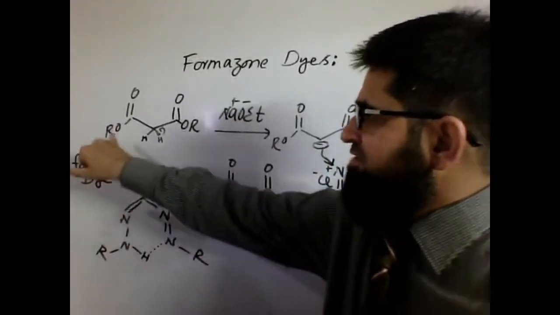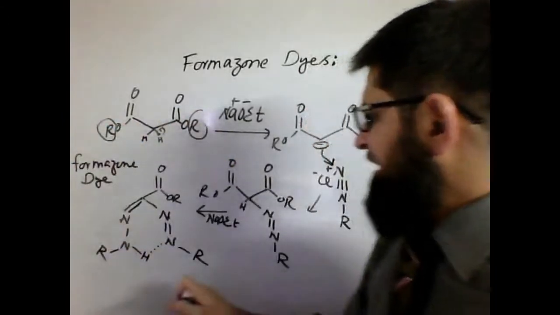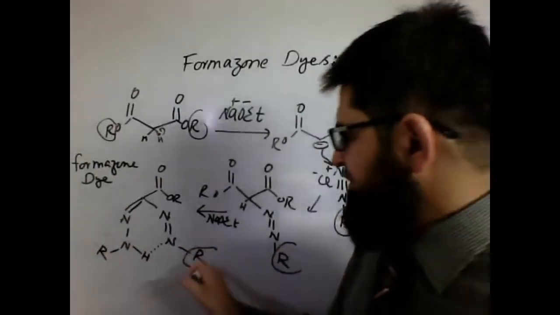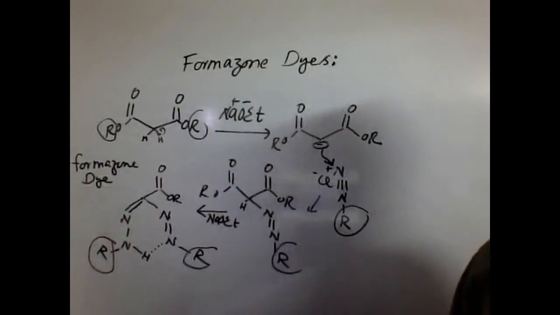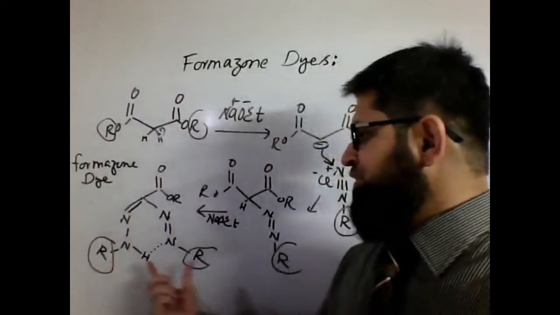Whatever was the starting, this R does not belong to this body. This R actually belongs to the diazonium salts. So whatever was the starting material for the diazonium salts, those substituents will be present over here.